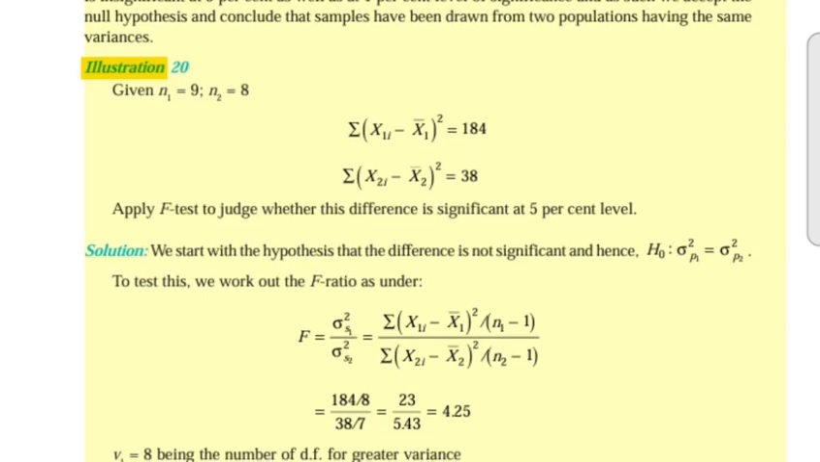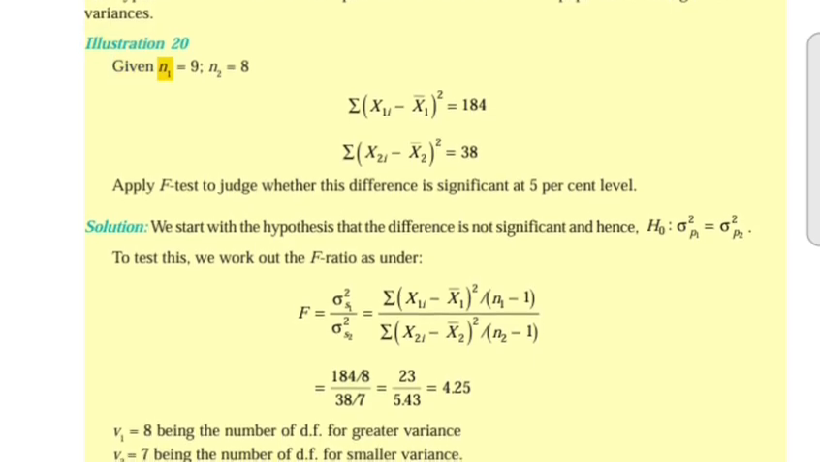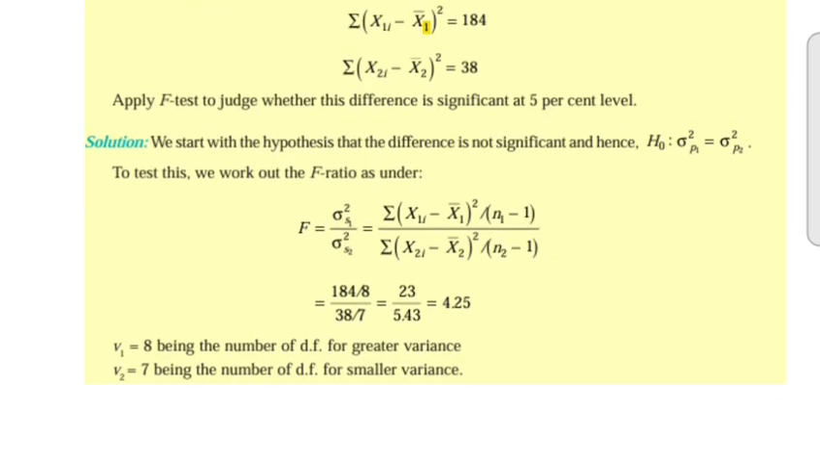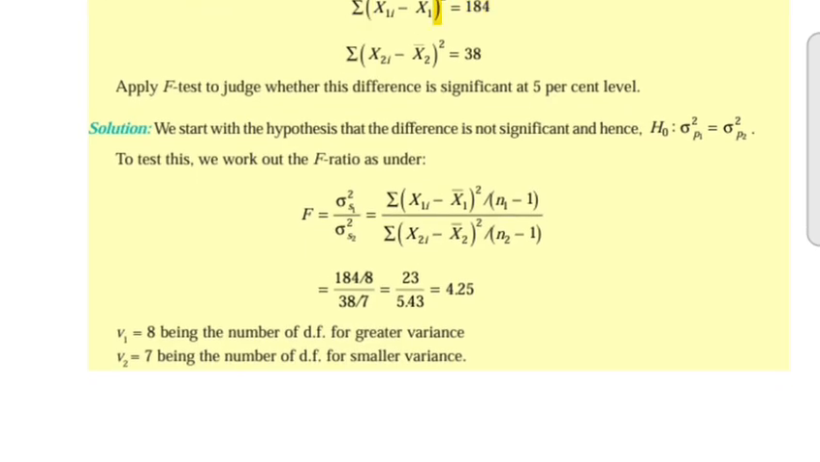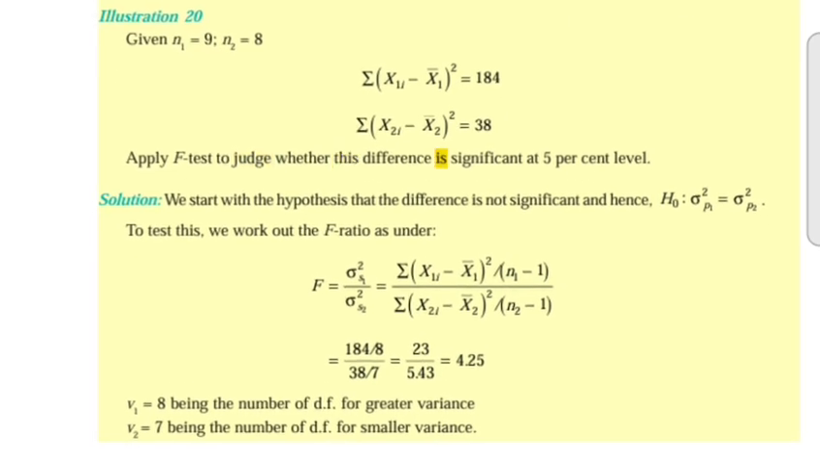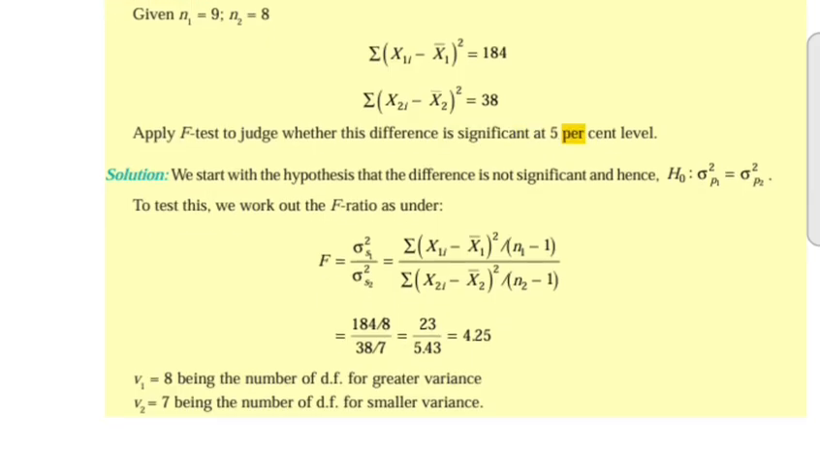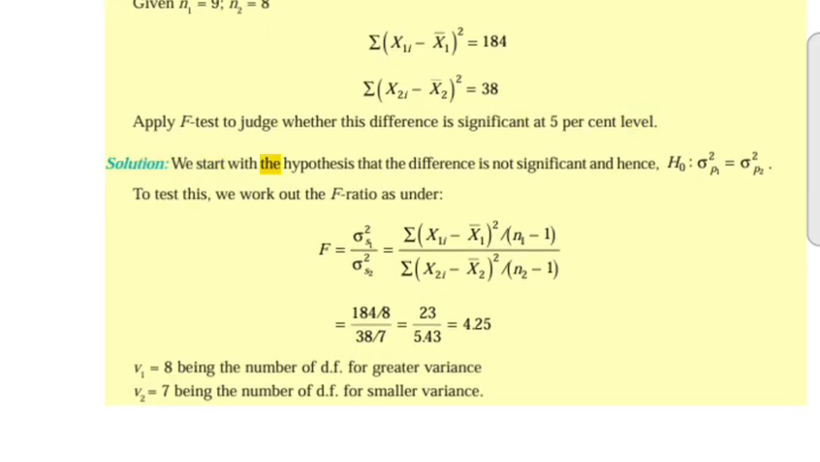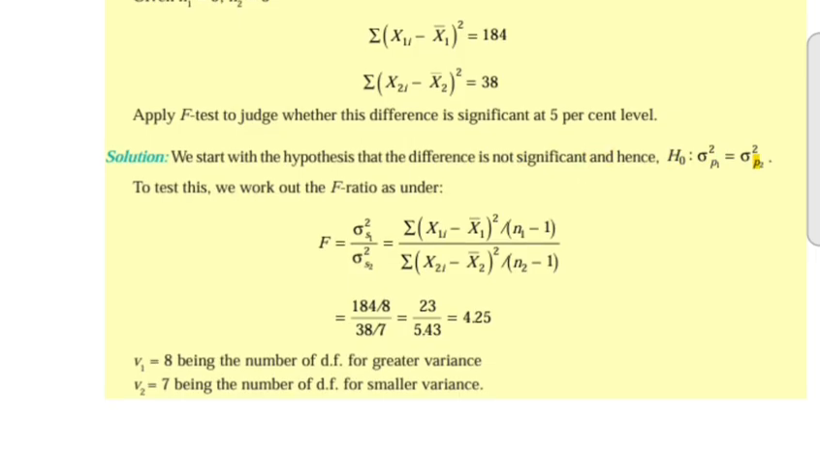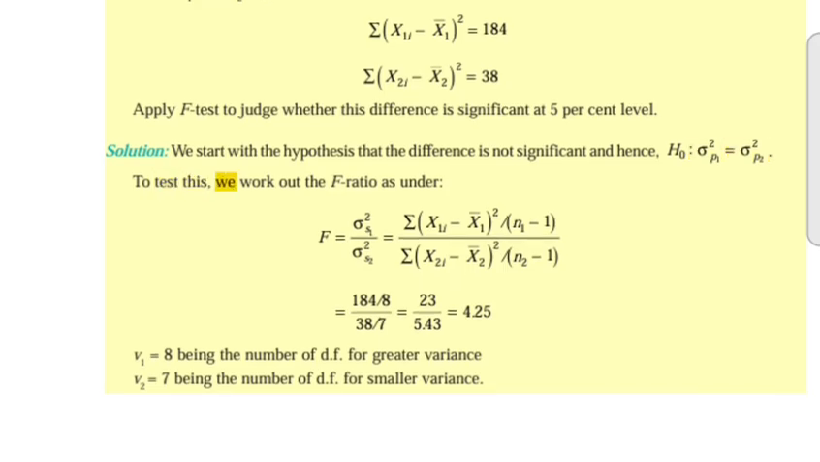Illustration 20. Given n1 equals 9, n2 equals 8, and the sums of squared deviations for the two samples. Apply the F test to judge whether this difference is significant at 5% level. Solution. We start with the hypothesis that the difference is not significant, and hence H0: sigma1 squared equals sigma2 squared. To test this, we work out the F ratio as under.